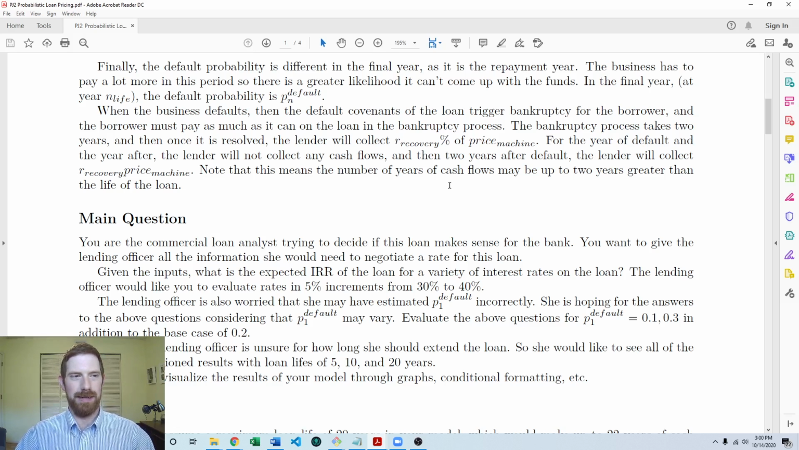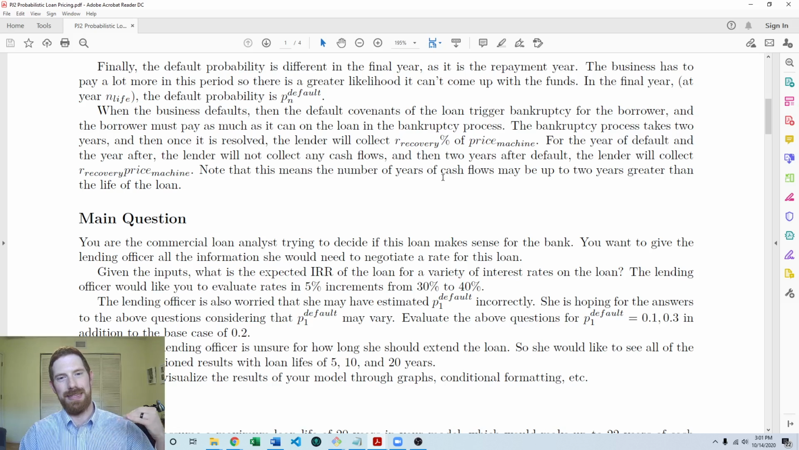And the borrower can default in any given year that they have to make a payment. So whenever the borrower defaults, then they're going to go into bankruptcy. And we're going to say that the bankruptcy process always takes 2 years. And then after bankruptcy, the lender is going to collect a certain percentage of the original loan amount, the recovery percentage.